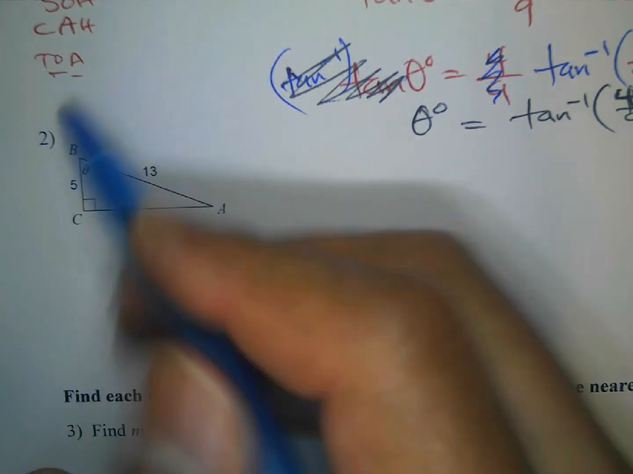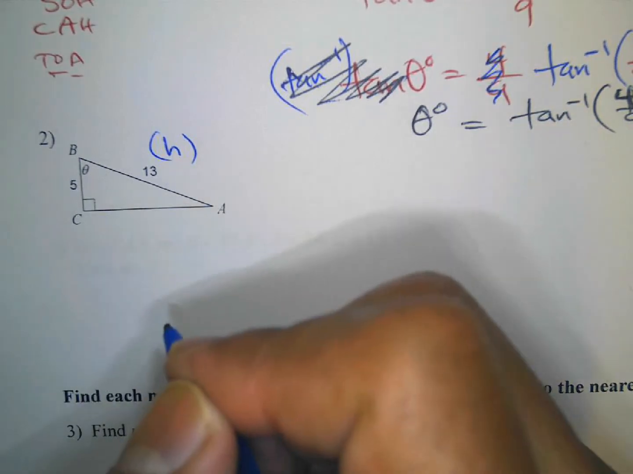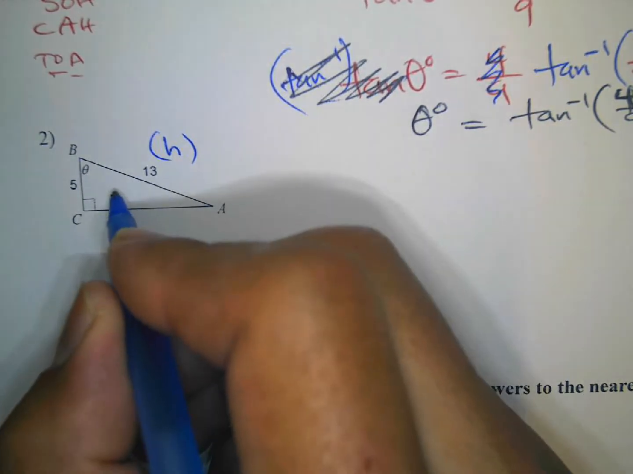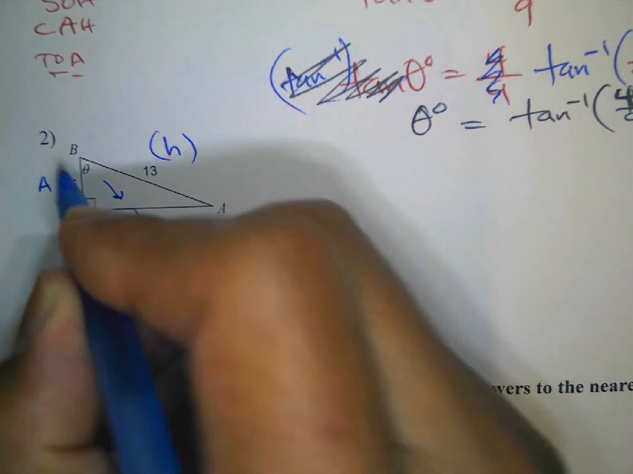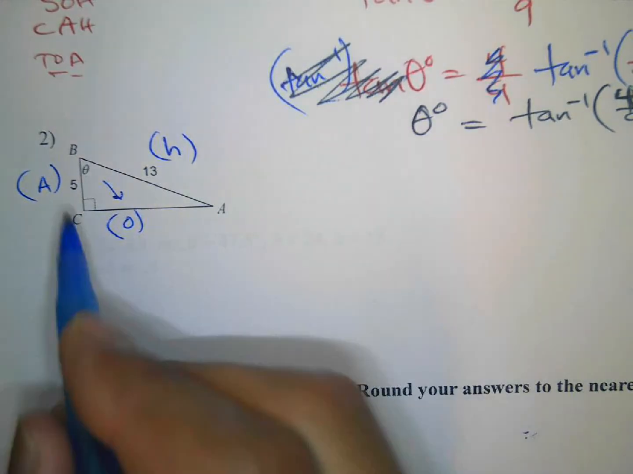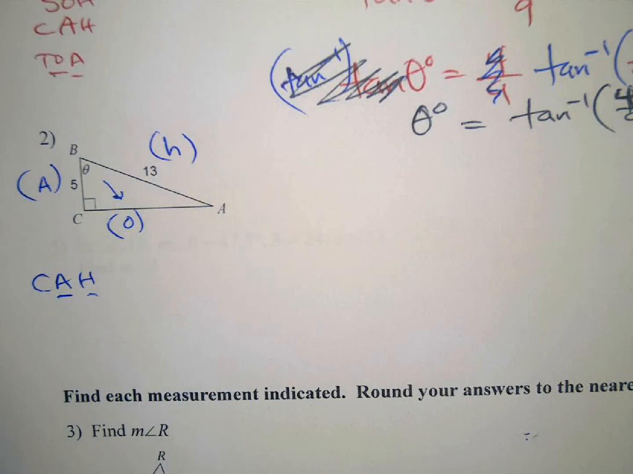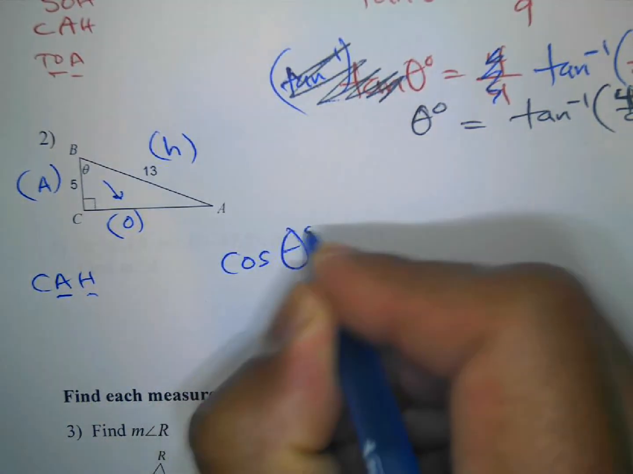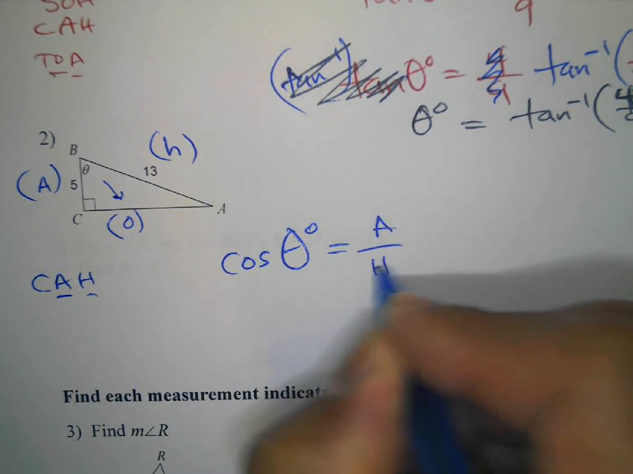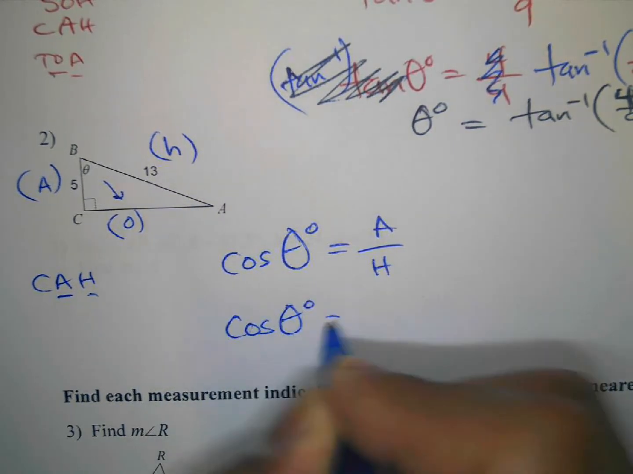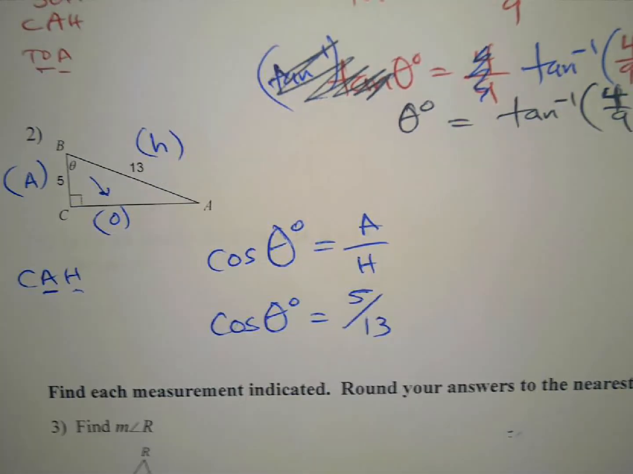Label the sides. It's a right triangle. This is the hypotenuse, this is opposite, and this is adjacent. So we're using the A and the H. That's CAH, right? A and H, cosine. So we're using cosine of the angle is equal to adjacent over hypotenuse, which is going to be cosine of the angle is equal to 5 over 13.